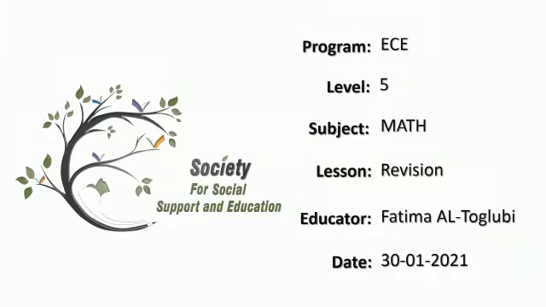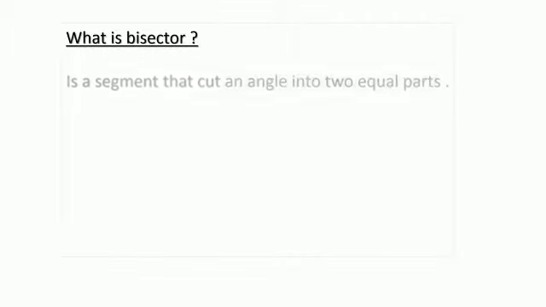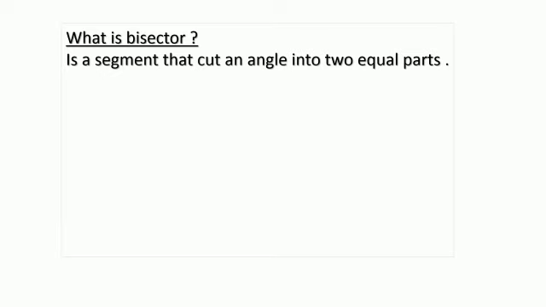Today, we will continue our revision. Our revision will be about adjacent and vertically opposite angles and the bisector. Let's start with what a bisector is. A bisector is a segment that cuts an angle into two equal parts.